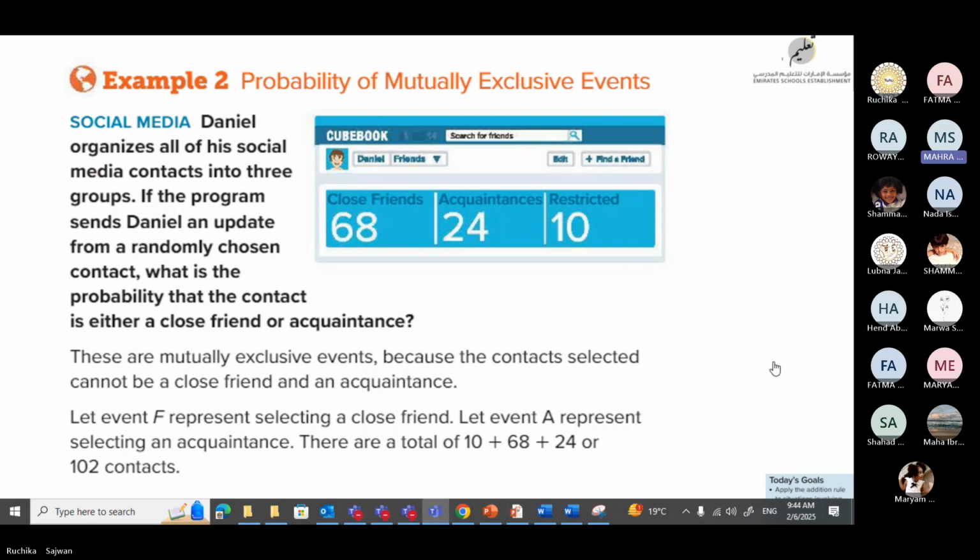Start. Daniel organizes all of his social media contacts into 3 groups. If the program sends Daniel an update from a randomly chosen contact, what is the probability that the contact is either a close friend or an acquaintance?